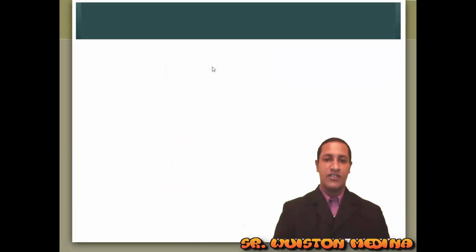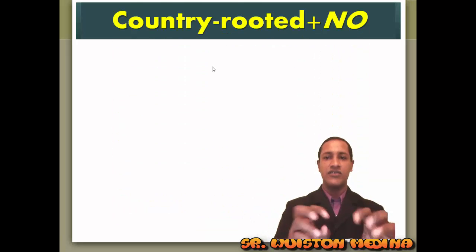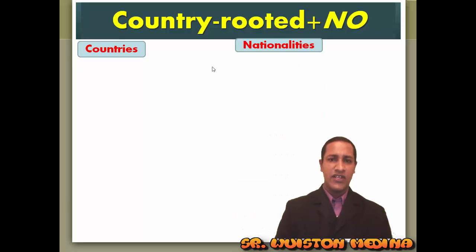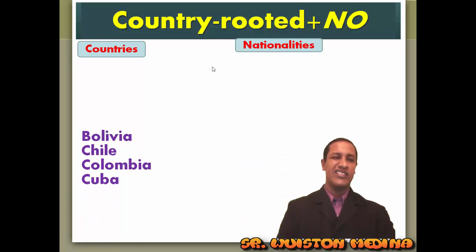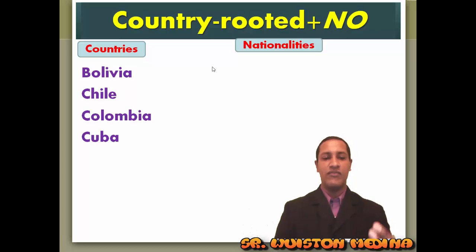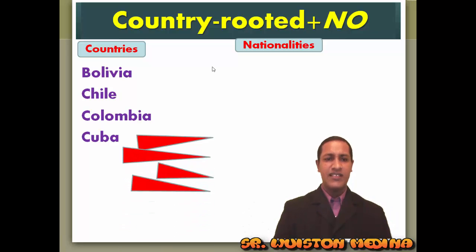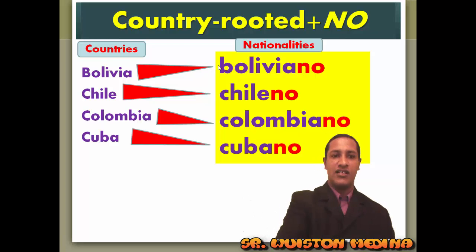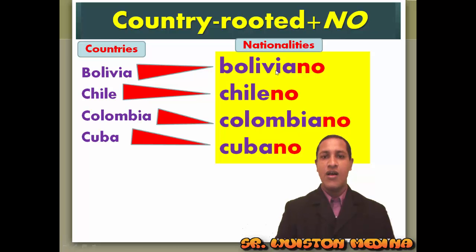So let's see. The first group we have here is the country root plus NO group. It means that we have a country here, the nationalities, and what countries are they? Bolivia, Chile, Colombia, and Cuba. So what does it mean? Well, Bolivia becomes Boliviano. So the nationality for Bolivia is Boliviano. You can see here, Bolivia is the same root, and you add the N-O.